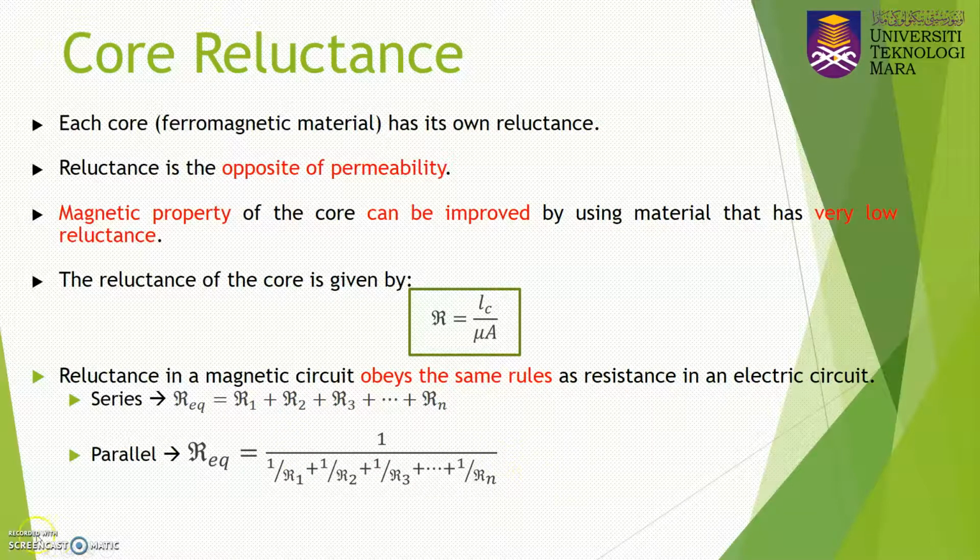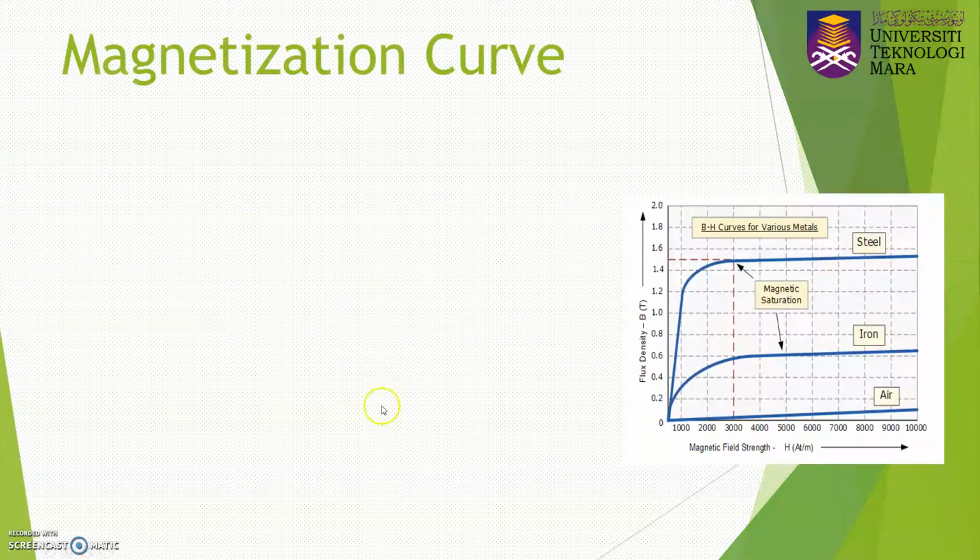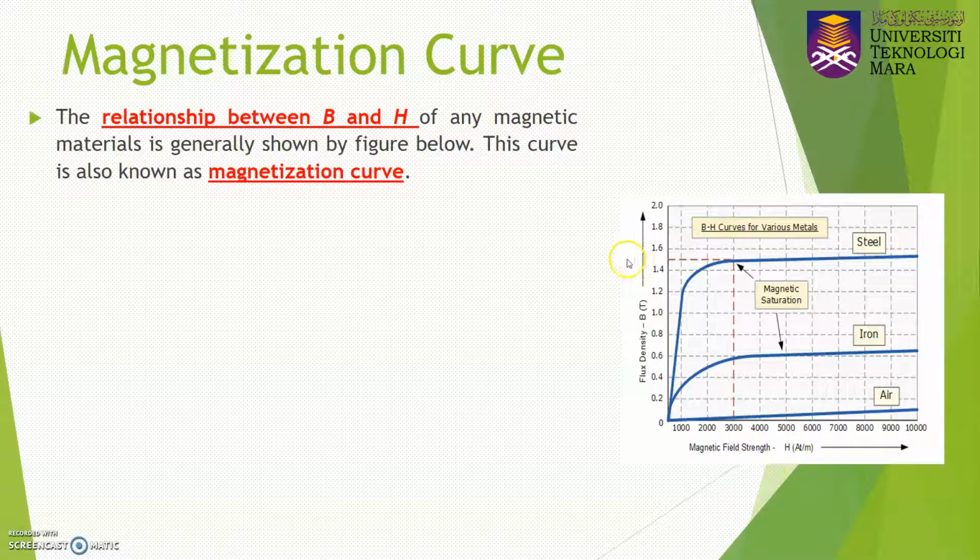Alright, next we go to the next subtopic, which is the magnetization curve. In this topic, we are going to see the relationship between the flux density, which is B, versus the flux intensity, which is H. The relationship between B and H of any magnetic material can generally be shown by this figure. This curve we call a magnetization curve.